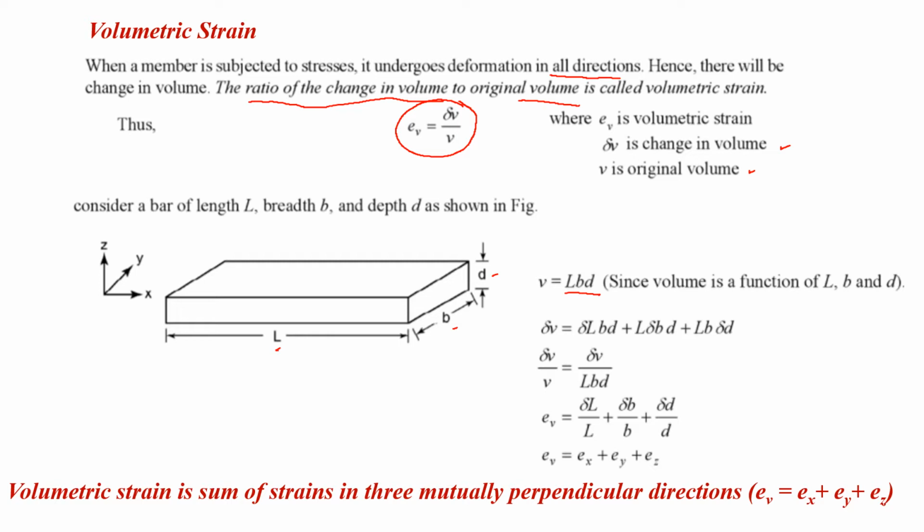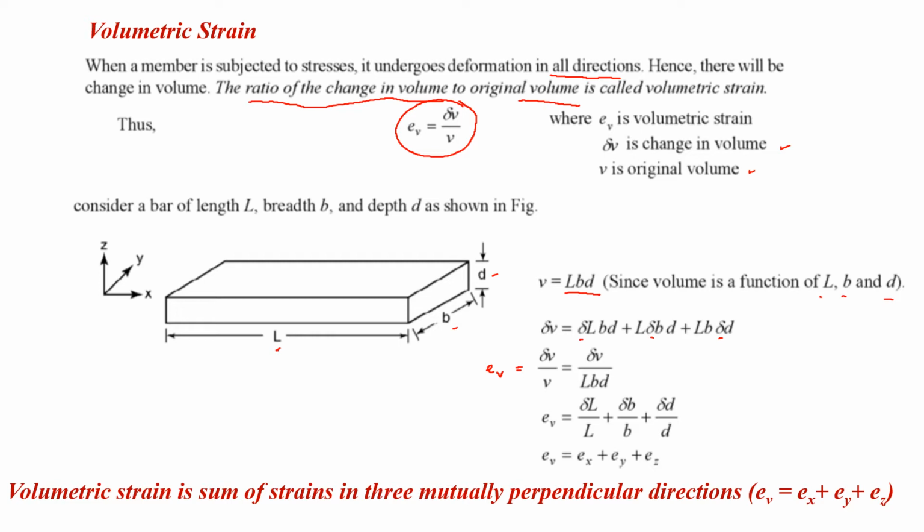Then the volume is a function of length, breadth as well as D. So the change in volume includes the changes in length, changes in breadth as well as changes in depth. So delta V can be represented as delta L into BD plus L into delta B into D plus LB into delta D, which includes the changes in length, width as well as depth. Then we can find out volumetric strain EV, which is equal to delta V by V or delta V divided by LBD, which is the initial volume of the bar.